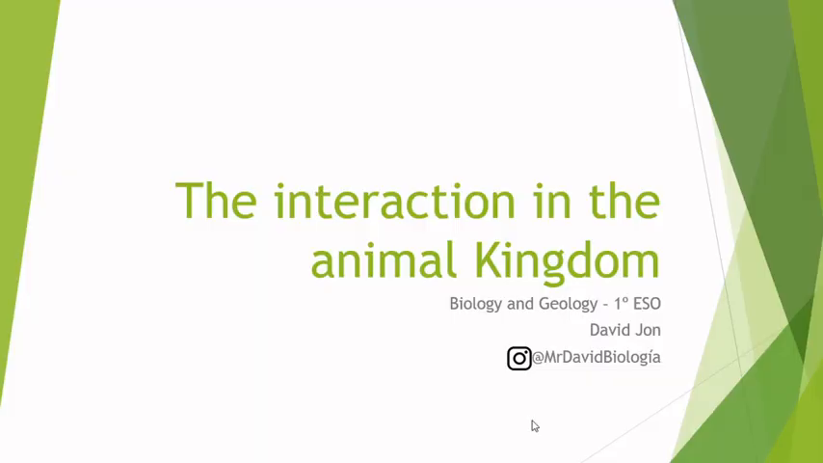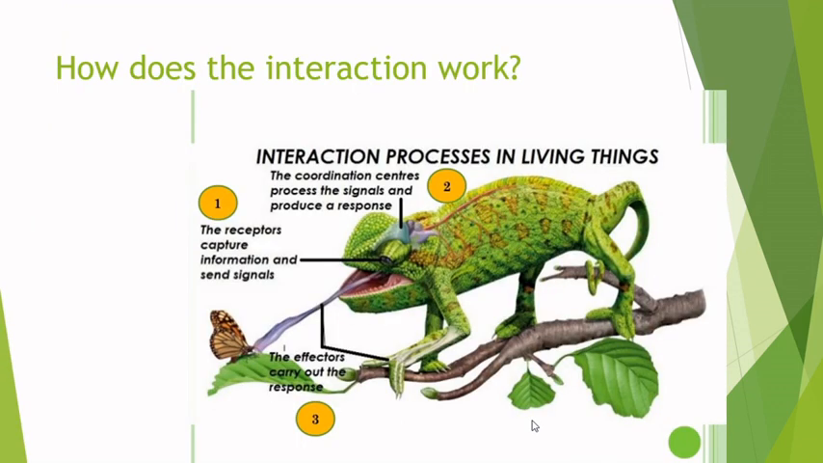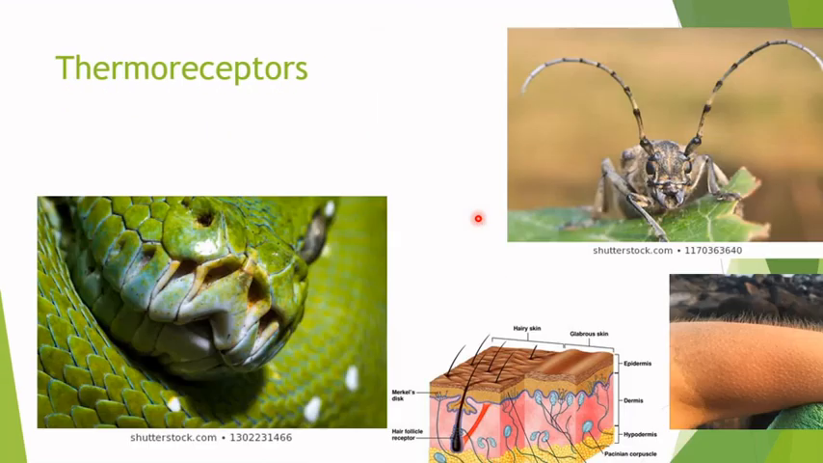Hello guys, so we're going to continue with the interaction in the animal kingdom. Right, so for interaction we said that we needed some receptors, which are the ones I explained in the previous class. We need some centers where we coordinate and process the signals that the receptors receive and produce a response, and then the effectors will carry out that response. So today we're going to stop at the second point, the coordination centers.